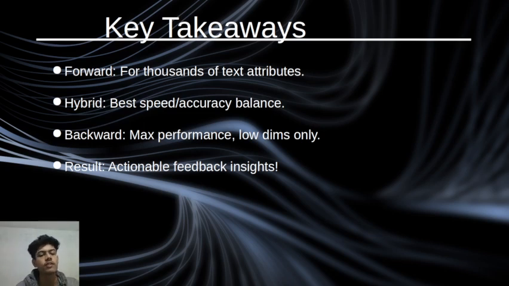Now the main things are: forward selection can handle thousands of text attributes. Hybrid is used for the best speed and accuracy, and backward can give the best performance in low dimensions only. And the result is that actionable feedback insight is found from all three methods.